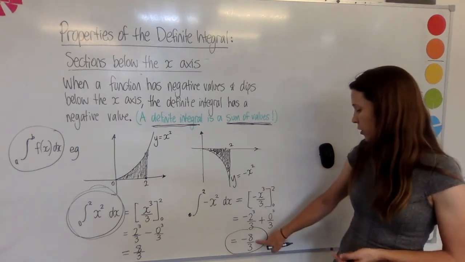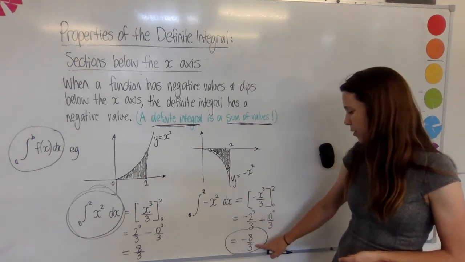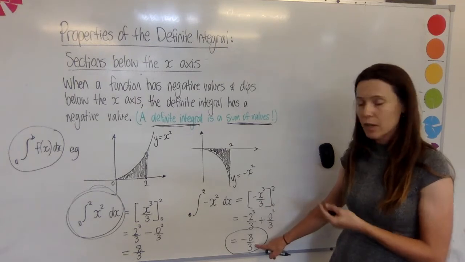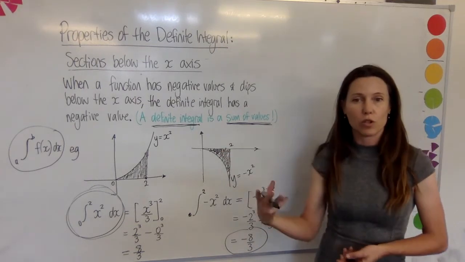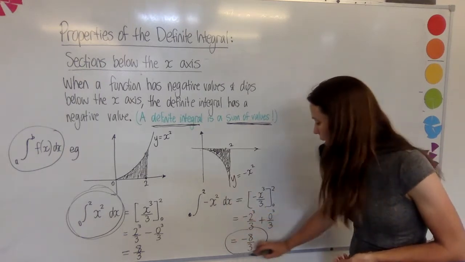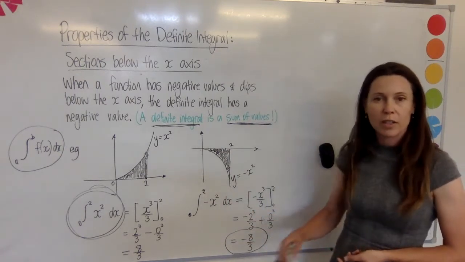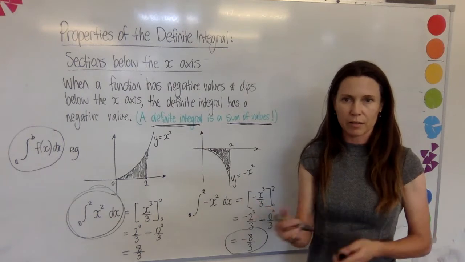In which case you'd look at this and say, well, I've got negative 8/3, but of course an area can't be negative. So if I answer the question, what's the size of this area? I would say 8/3 units squared. I'd use the outcome of this information here to reason what the area is.